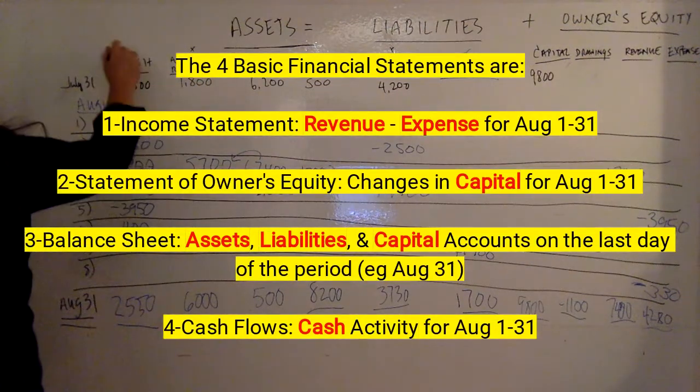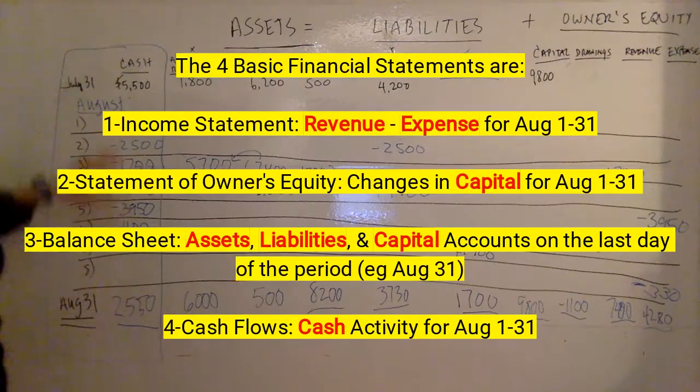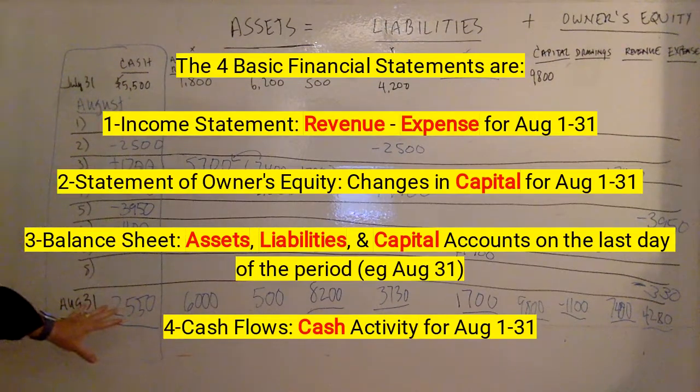And here's why. You can kind of get a sense of this. Look at how much activity dealt with cash in her month. So what we want to do is have a whole statement that looks at cash.